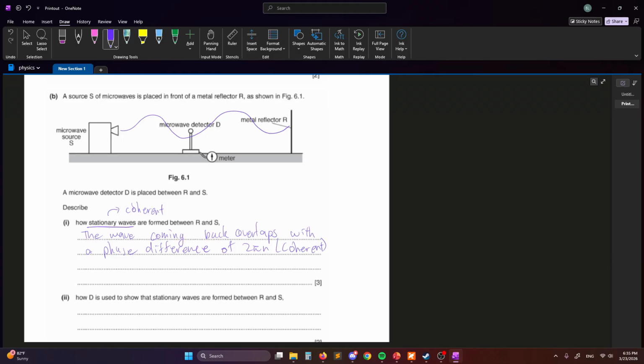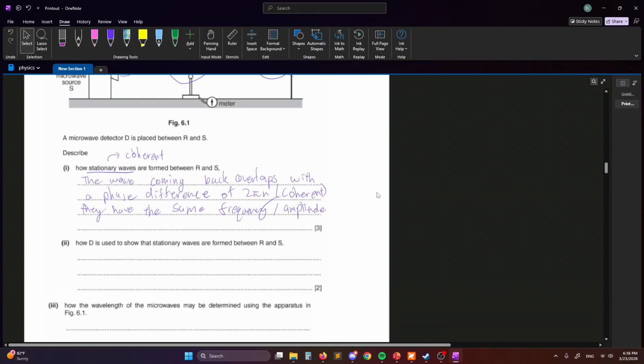And as a result, they have the same frequency, and also they have the same amplitude. Simply because once we emit the wave, it just reflects the same thing. So it's obviously going to be the same amplitude. It's just going to be the same wave. So that's that. Now, how D is used to show stationary waves are formed between R and S.